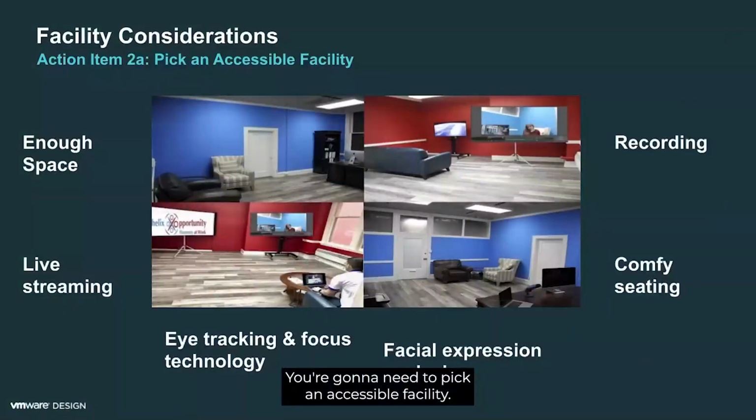You're going to need to pick an accessible facility. So you're going to have one that's got enough space for people with mobility issues or people who need to walk around to be able to move around freely. You're going to want to have comfortable seating, both for your moderator and for your participant.